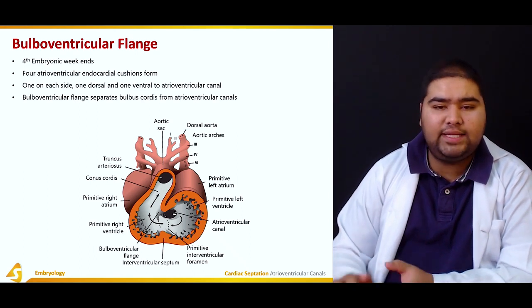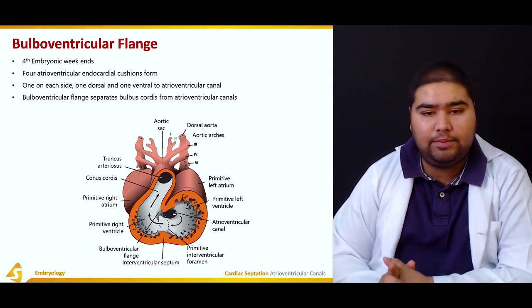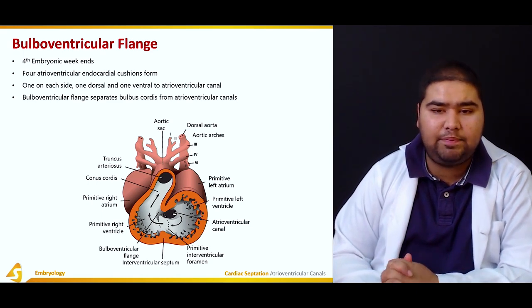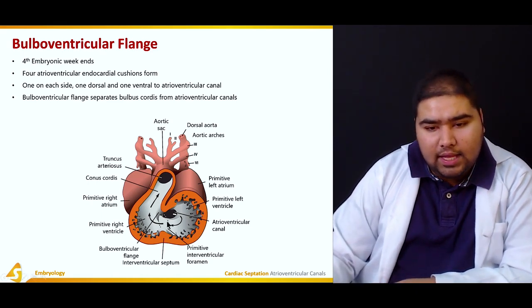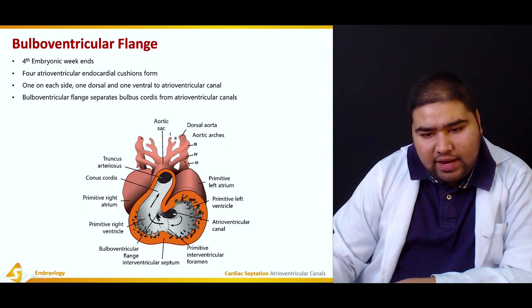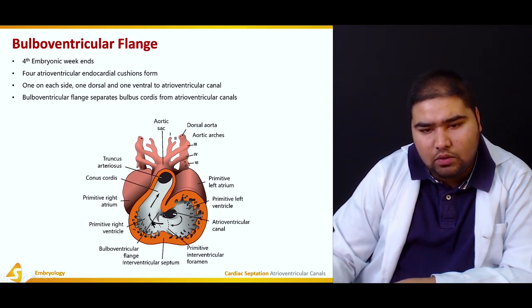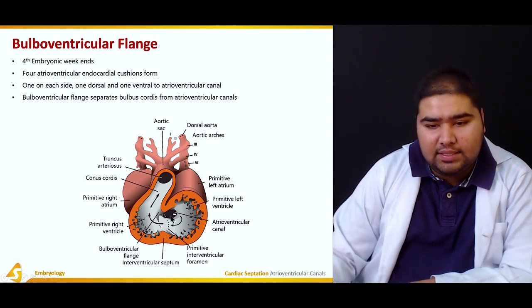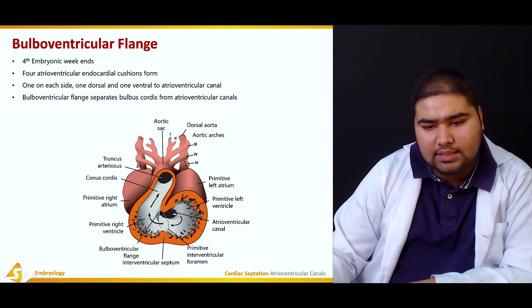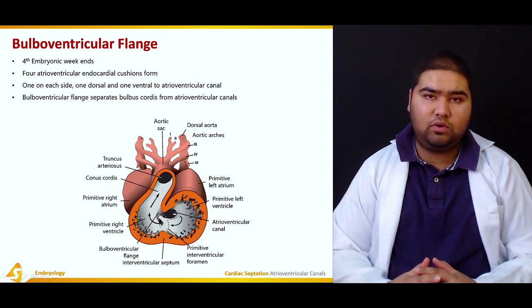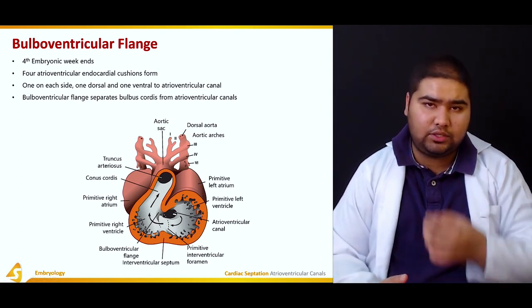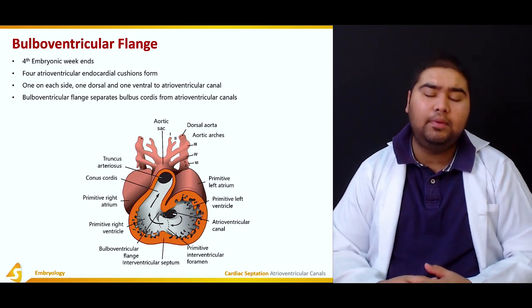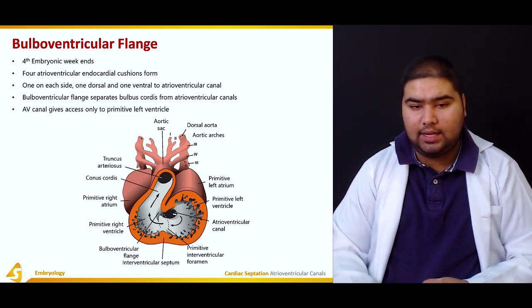Now, the bulboventricular flank is a mesenchymal area that separates the bulbus cordis from the AV canals. This is the bulboventricular flank, these are the AV canals, and this is the bulbus cordis. The flank separates the bulbus cordis, which forms part of the left ventricle and the outflow tracts, from the atrioventricular canals.